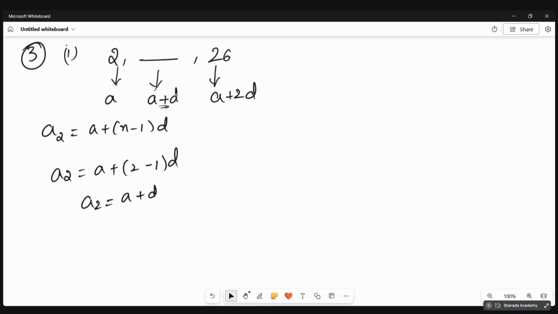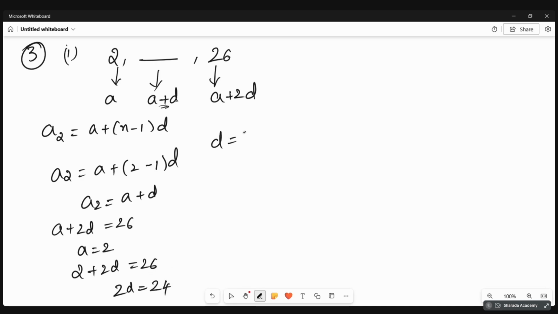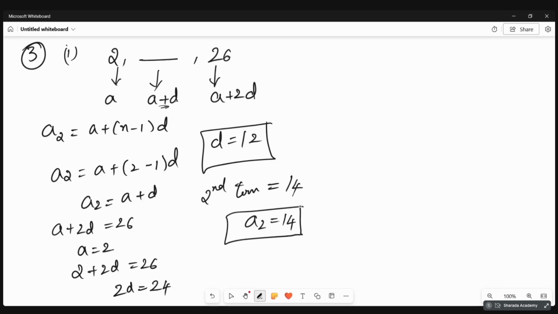So, if you know D, I can write A plus 2D is 26. A is equal to 2 here. So 2 plus 2D is 26. 2D is equal to 26 minus 2, 24. So D is equal to 12. Then what is the second term? Second term is equal to A plus D, that is 14. Or A2 is equal to 14.